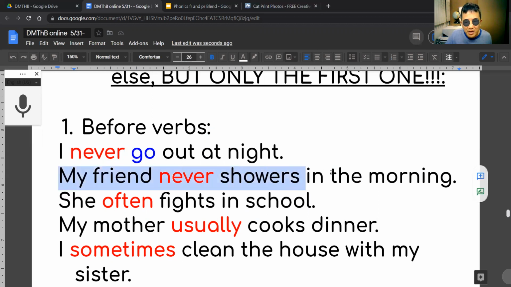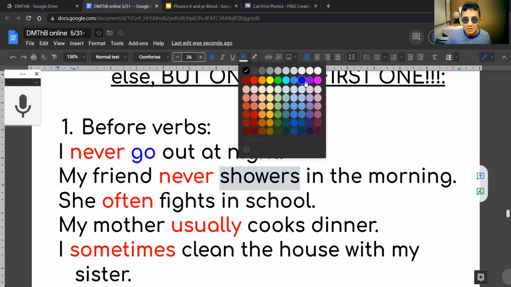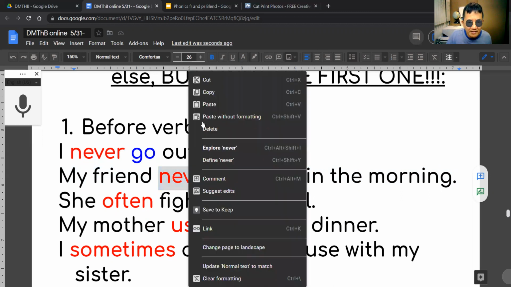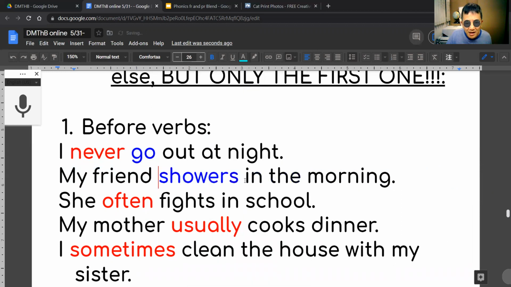My friend never showers in the morning, okay? Where is the verb? The verb is shower. Shower means to take a shower. So my friend never showers in the morning. See that? Never appears before shower. Not after, but before, right?